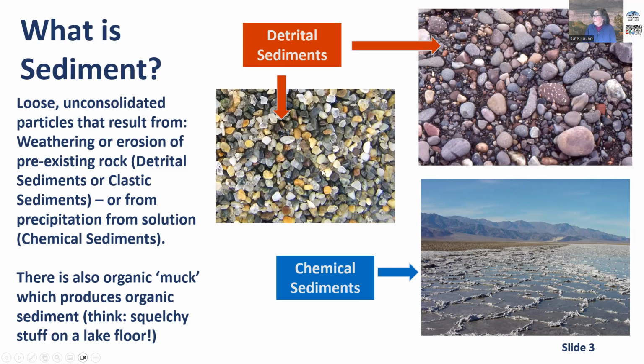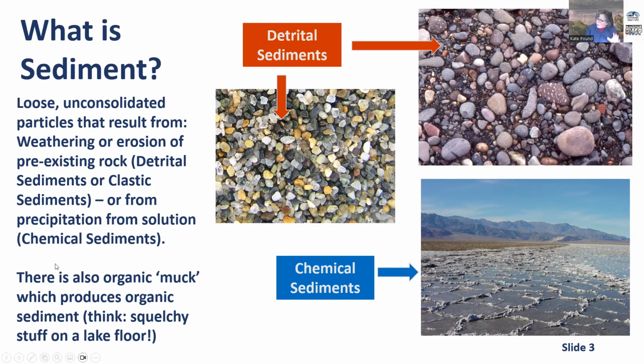Up on the top here, however, we've got our detrital sediments. So that is sediment that is made up of the loose particles. And you can see here, some of these sediments are actually from the North Shore on Lake Superior. I took this picture at the Duluth waterfront. So there's a wide variety of sediment right there. So we can see there's a variation.